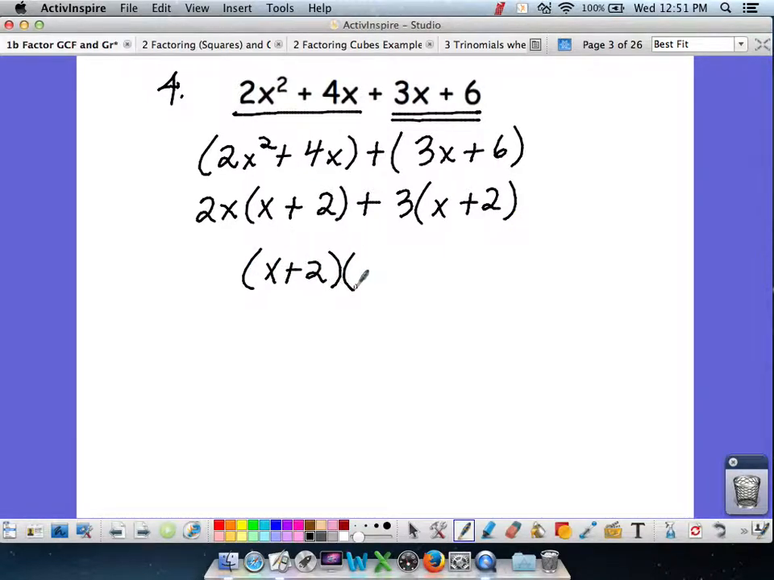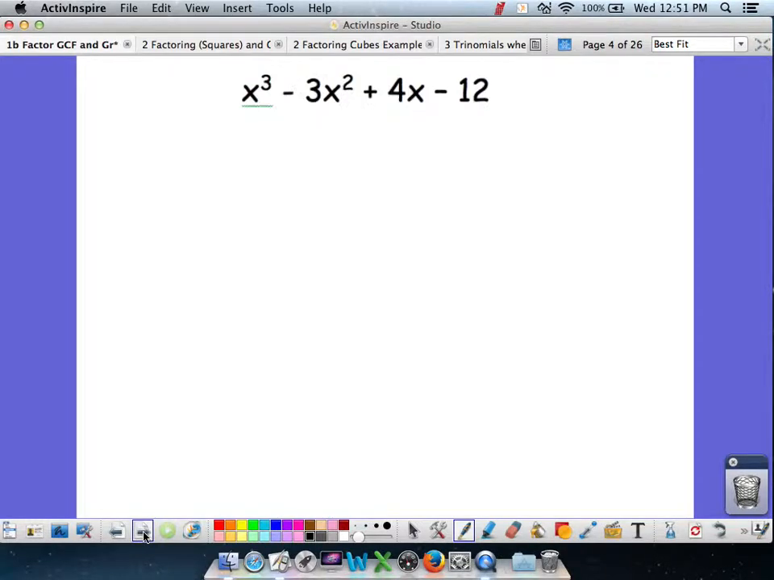Times, in my final answer, I write what's left. If I take out the x plus 2, I have 2x left in the first term, plus 3 left in the second. If you were to FOIL this out, combining all your like terms in the beginning, you would get the same trinomial, the same polynomial. That would be my answer.